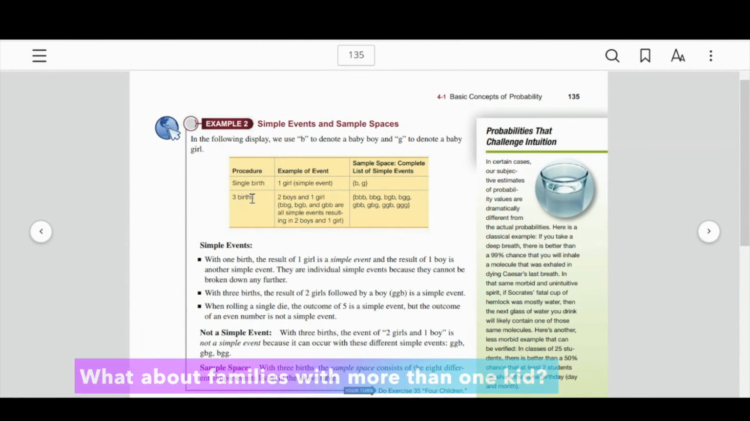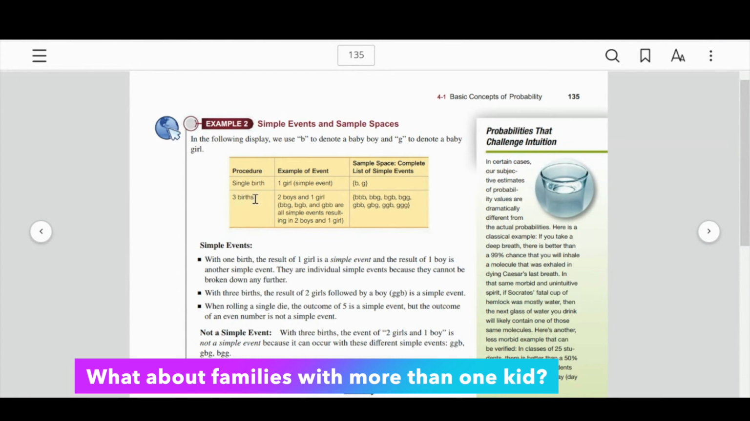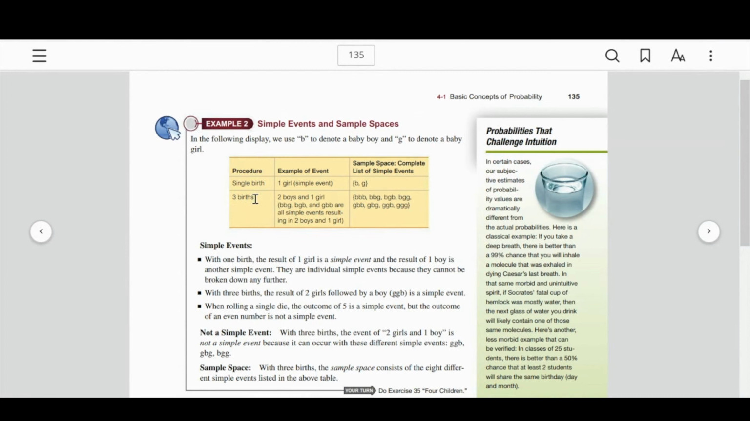Here's a different procedure. This procedure is we're going to have 3 births. And so here's a mother, and she has been blessed with 3 bundles of joy. She has 3 little babies, and not all at once, right? But she's 3 times had a little baby, and now she has 3 kids. And what's the family constellation?